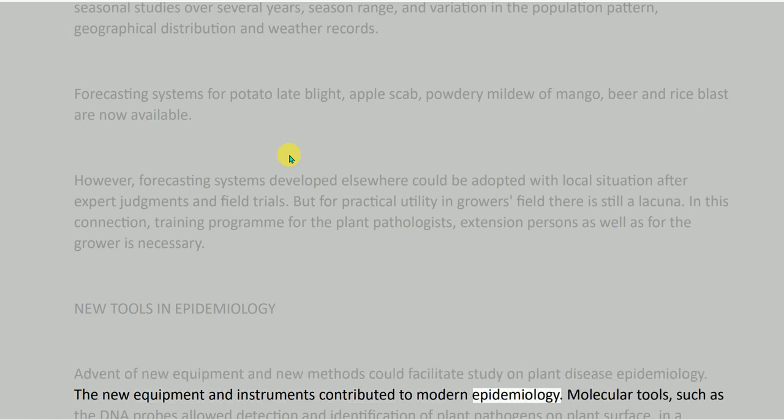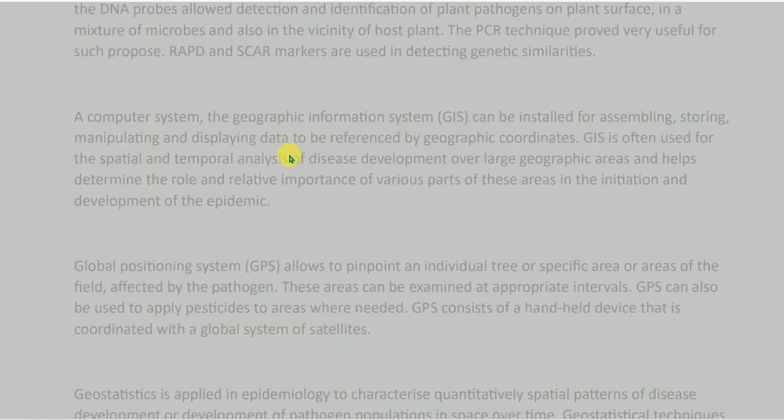Molecular tools, such as DNA probes, allowed detection and identification of plant pathogens on the plant surface, in a mixture of microbes, and also in the vicinity of the host plant. The PCR technique proved very useful for such purposes. RAPD and SCAR markers are used in detecting genetic similarities.